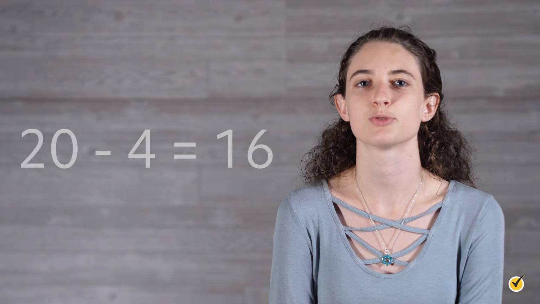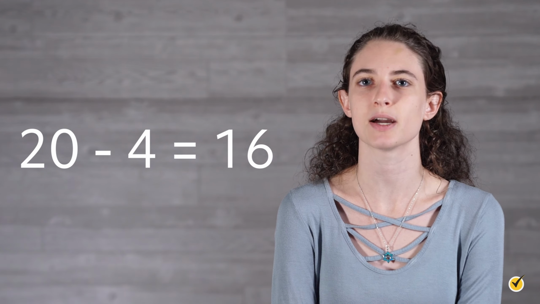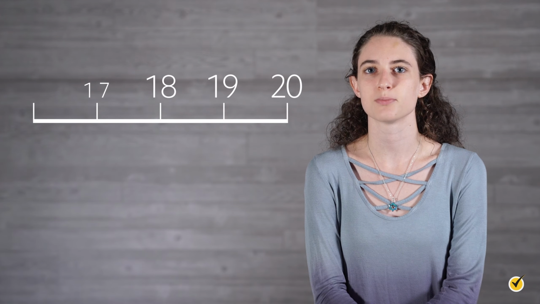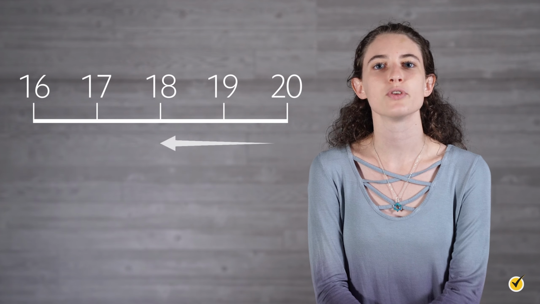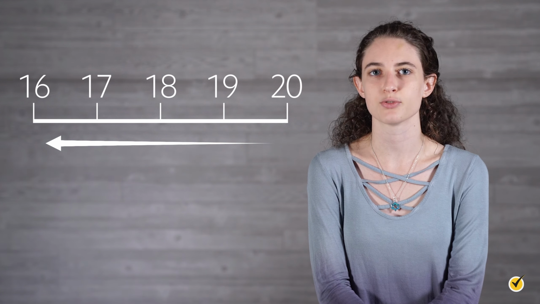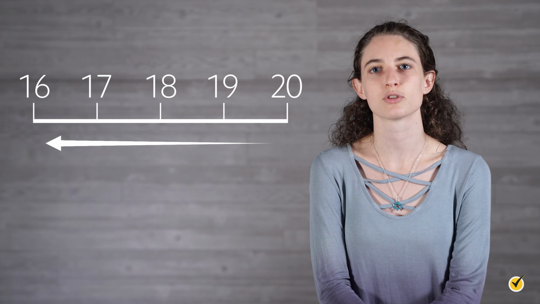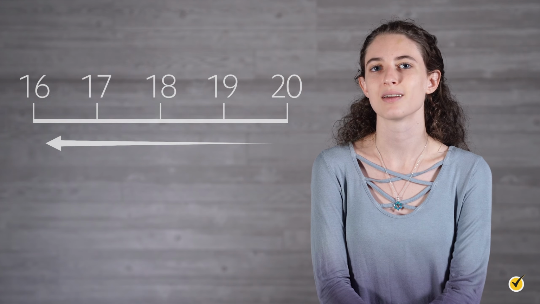We can represent this situation with a simple equation that involves subtraction. We started with 20 bags and we decreased by 4 or subtracted 4. Our subtraction equation is written as 20 minus 4 equals 16. On a number line, we can represent this deduction by starting at 20 and then moving backwards 4 units in the negative direction. Each jump backwards represents subtraction by 1.